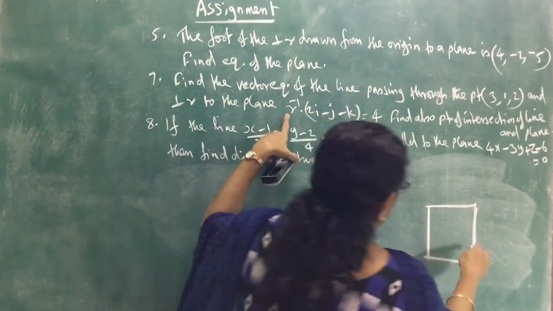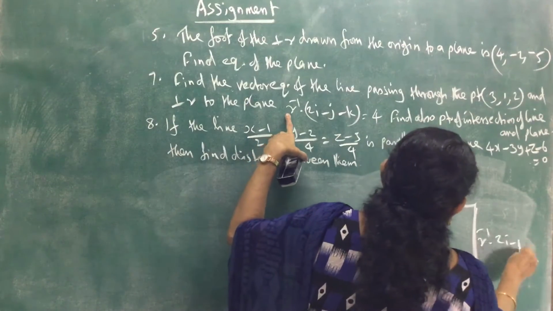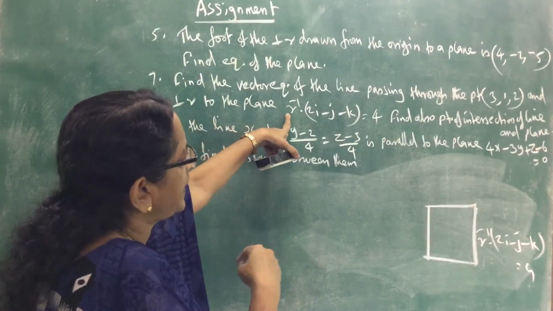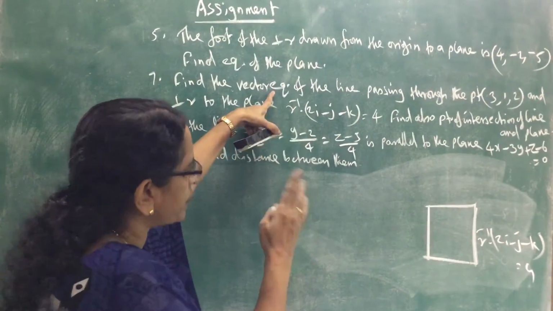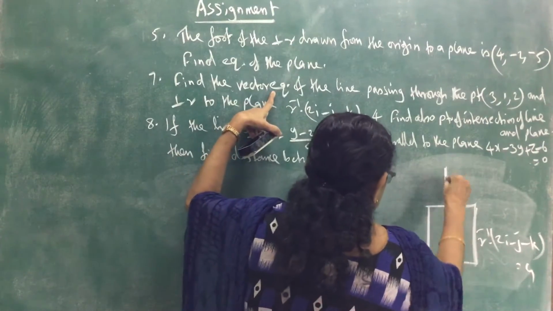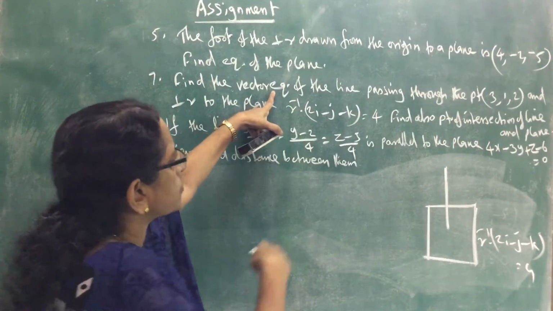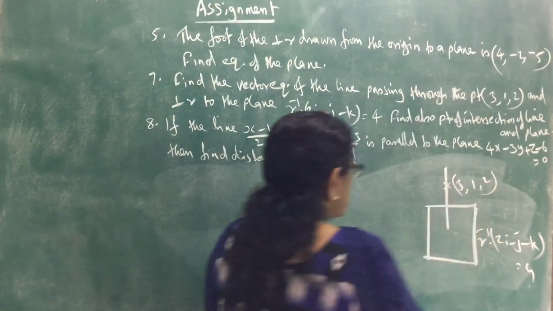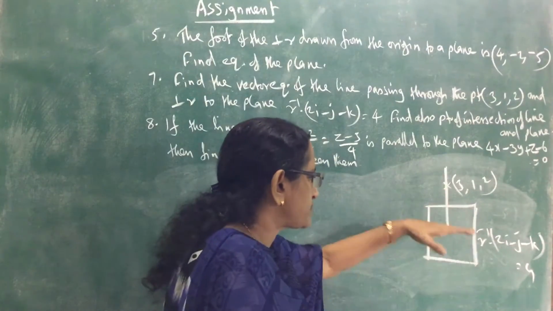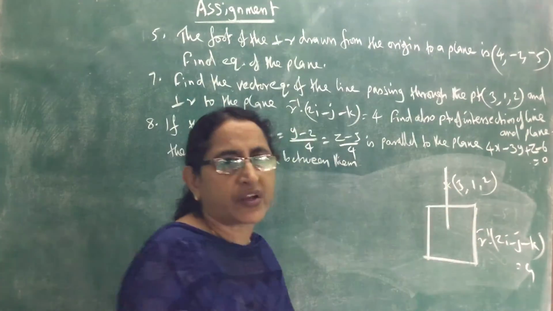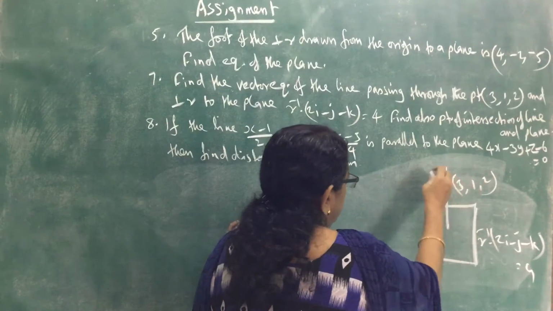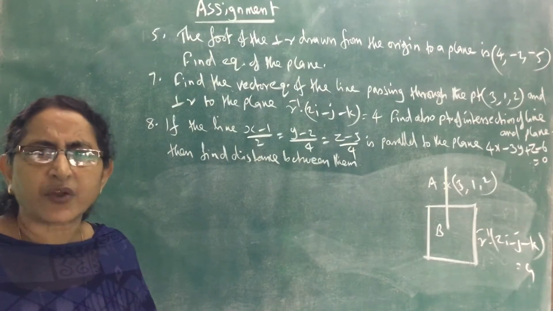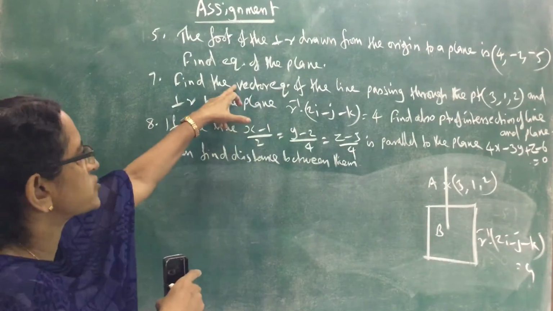Suppose this plane is r dot (2i minus j minus k) equal to 4. This is the equation of the plane, and the line is perpendicular to this plane. So we can draw a line perpendicular to this plane. This line passes through the point (3, 1, 2). We want to find the equation of this line, which is perpendicular to the plane and passes through (3, 1, 2). Let us name the points A and B. So we want to find the vector equation of line AB.